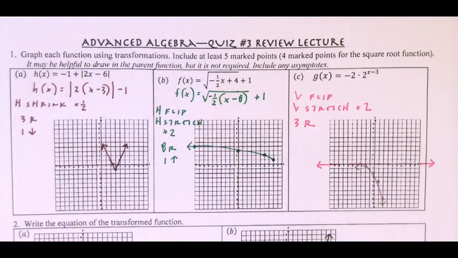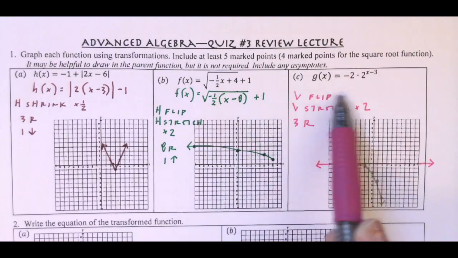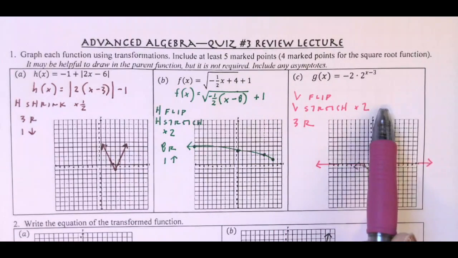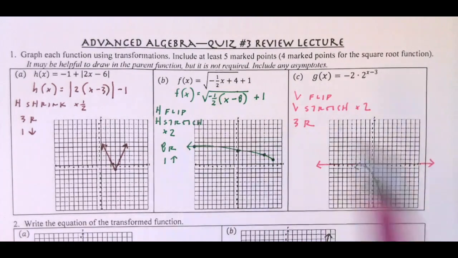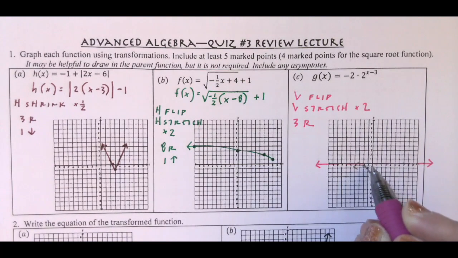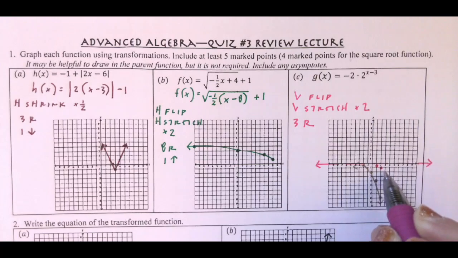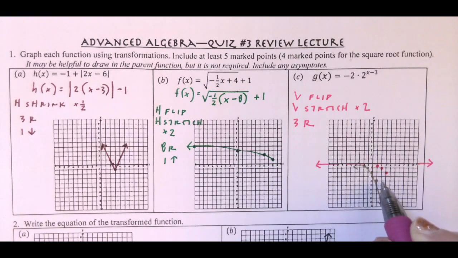All right, so that's what it looks like right now, but I still need to shift it 3 units to the right. I've already done the vertical flip and the vertical stretch, right? The y values got doubled. Now everything 3 to the right. So if I move that point right here, 3 right, 1, 2, 3. Okay, 1, 2, 3. 1, 2, 3. And 1, 2, 3.